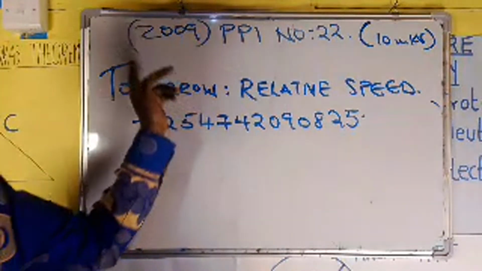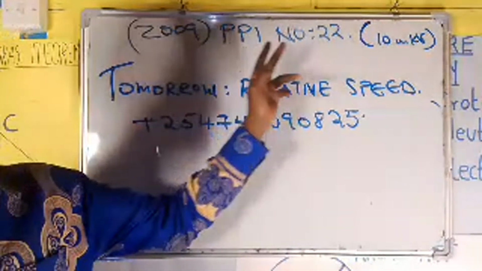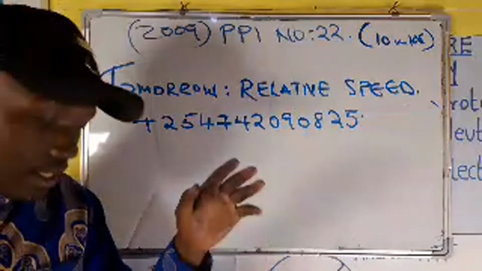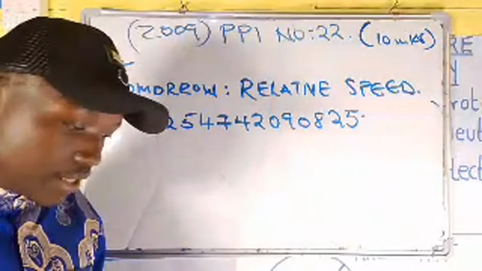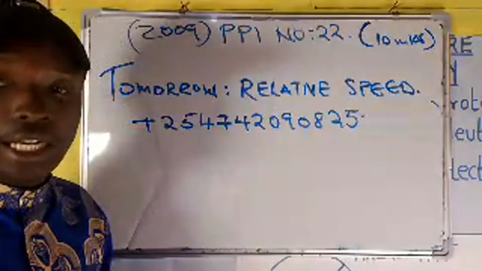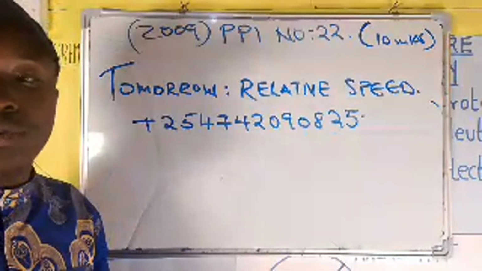I've said this is the assignment: 2009 paper 1, number 22. It is exactly just a question, just like what we have just done. Take your time and do that question, and I believe everything will work out well.